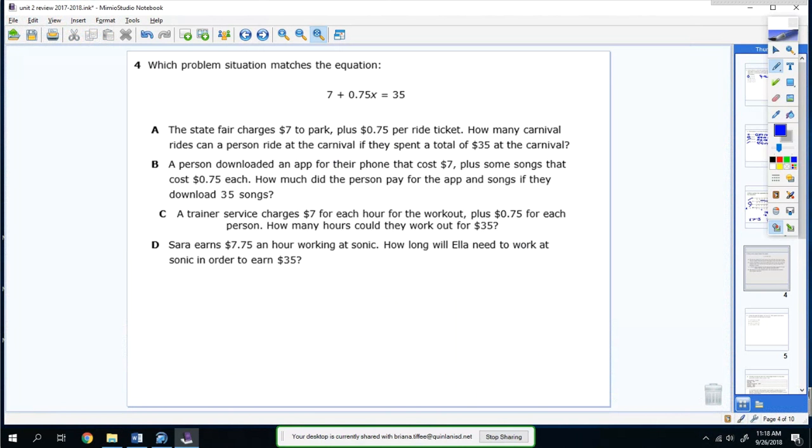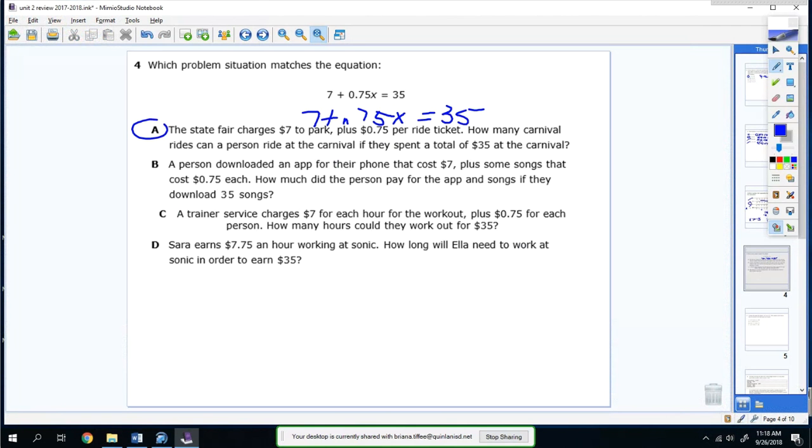Which problem situation matches the equation 7 plus 0.75x is equal to 35? So A: the state fair charges $7 to park plus 75 cents per ride. So that's 7 plus 0.75x, and they can spend a total of $35, equals 35.